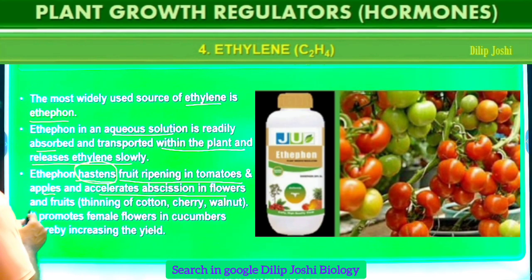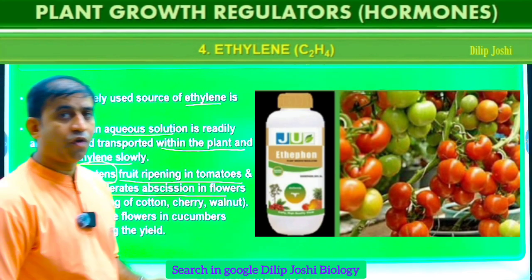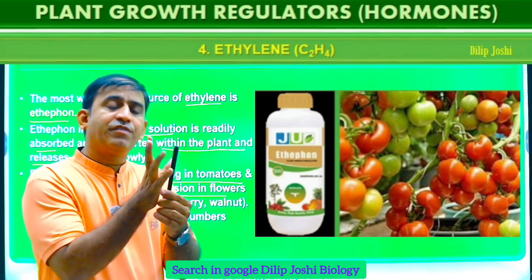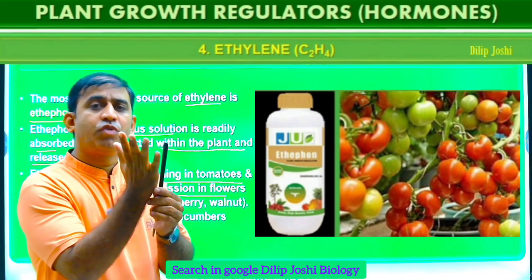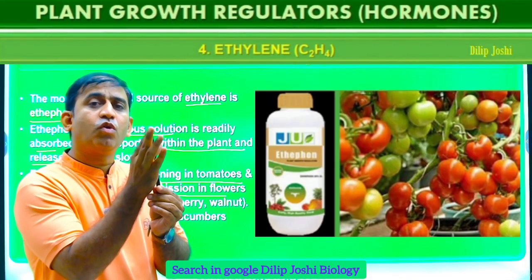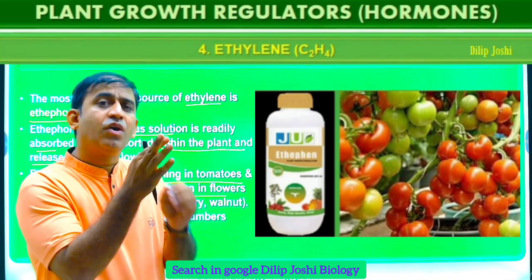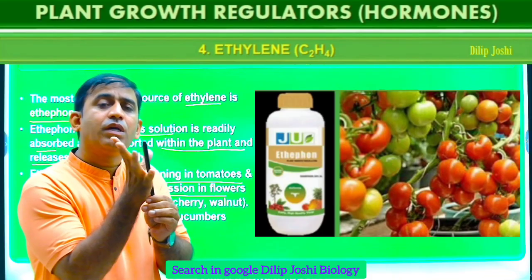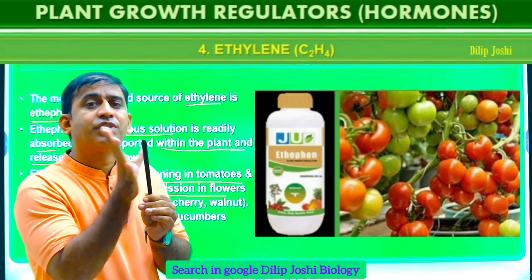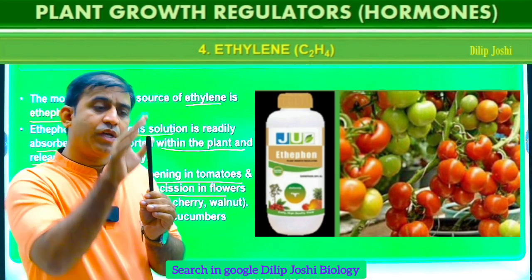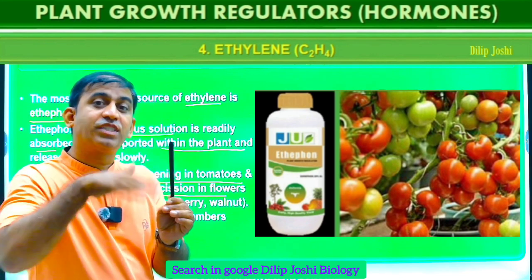Then in fruits, like thinning of cotton, walnut, cherry. Thinning means what? On the plant, if suppose there are more leaves and more fruits, and the plant doesn't want that much because it is getting less nutrients or other conditions, or if the plant doesn't want that many leaves and fruit, suppose it is ripened now and the function is not there, so it is going to remove them. That is called thinning.